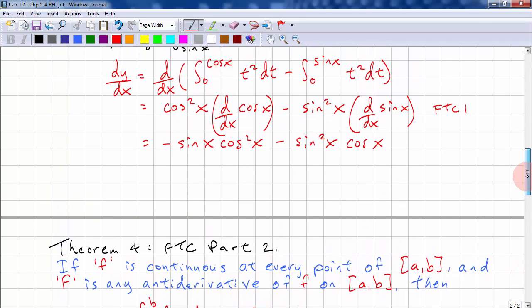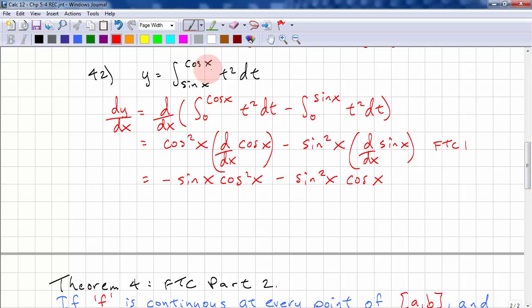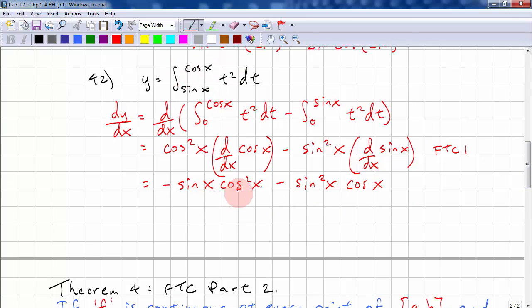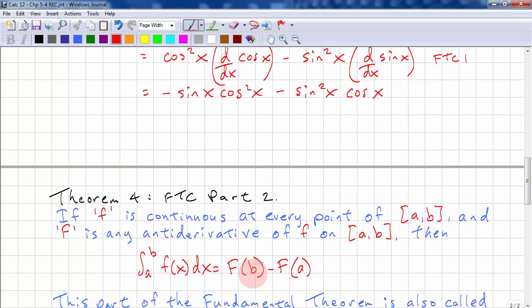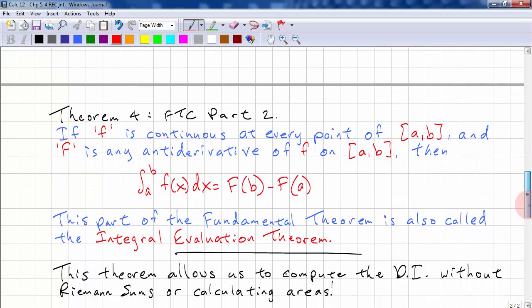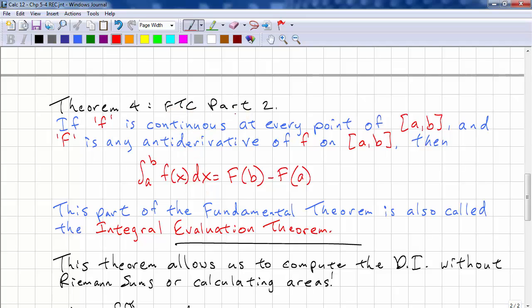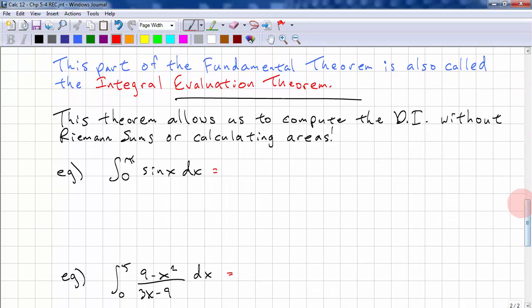Looking at the previous example, you can see how we're splitting it apart, and we're doing the fundamental theorem of calculus part 1 twice. We're doing the same thing here. Fundamental theorem of calculus part 2 is also called the integral evaluation theorem. The idea is this theorem lets us compute the definite integral without Riemann sums or calculating areas. All we have to do is figure out what the antiderivative is.